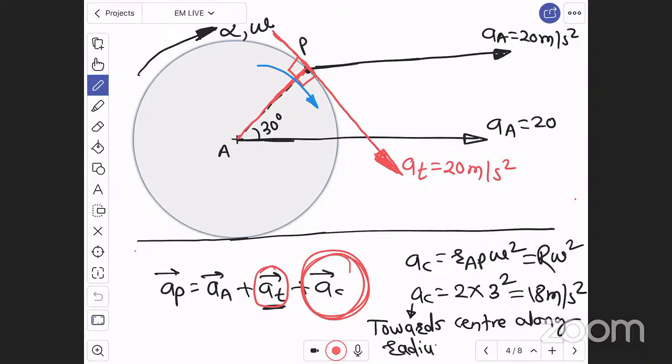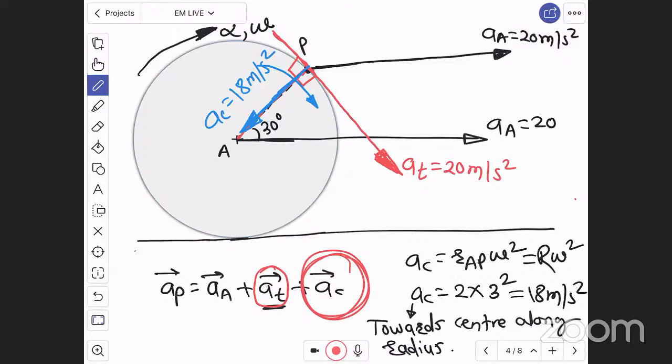This is always the direction of centripetal acceleration: towards the center along the radius. So the centripetal acceleration from P will go towards A. AC is equal to 18 meter per second square towards the center along the radius. So these are the accelerations.